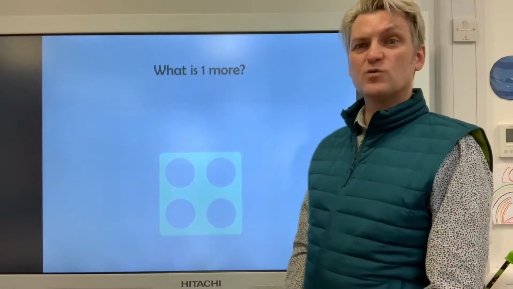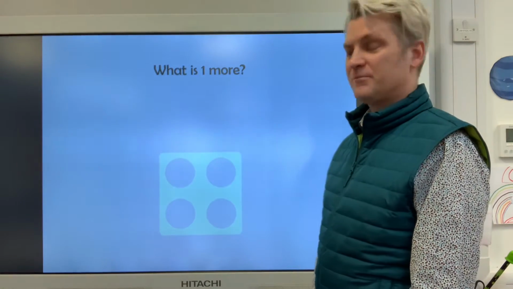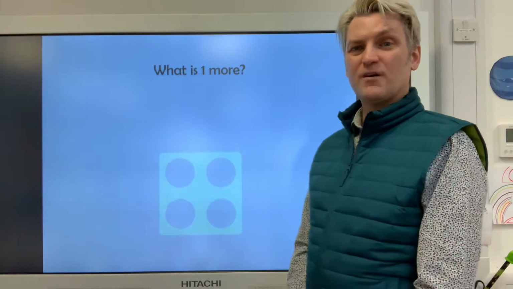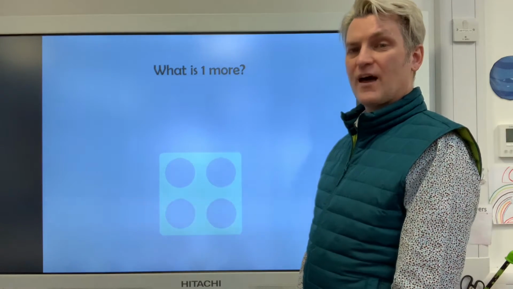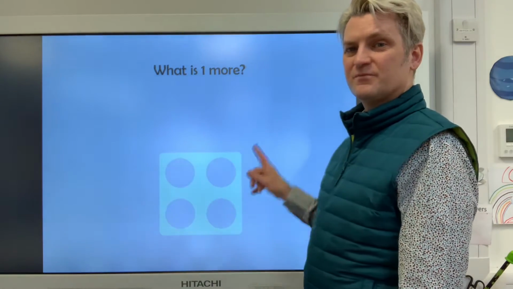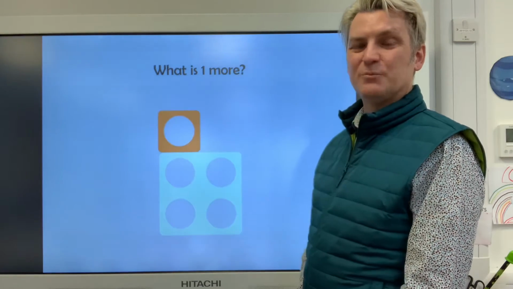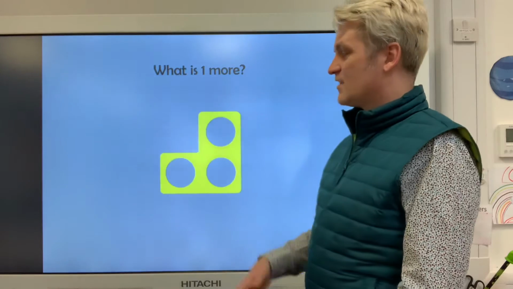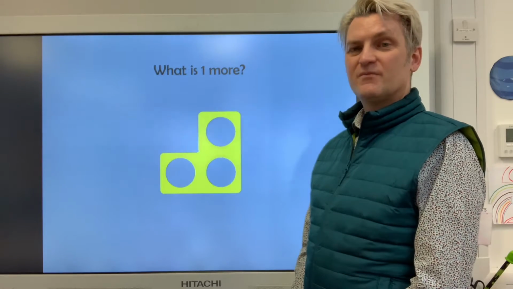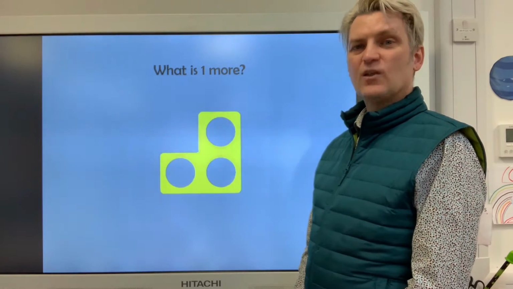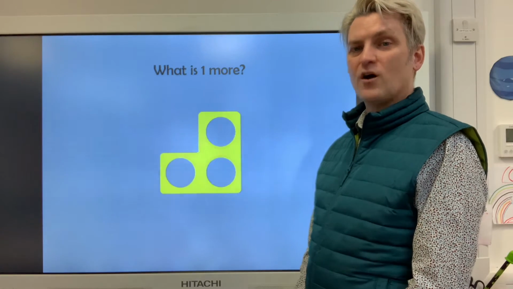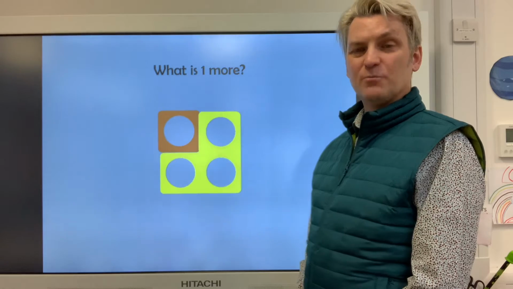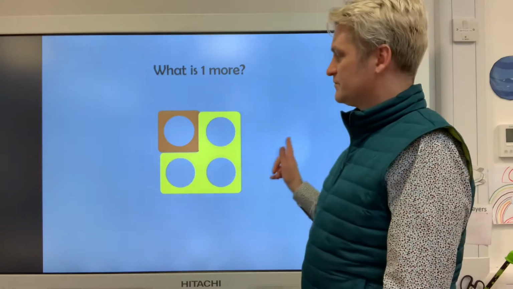Can you tell me what's one more than this shape? This number shape tells me it's the number 4. But if I have one more, what number will I have? That's right, it's the number 5. And here it is to prove it. This is the number 3. And one more than 3 is what? It's the number 4. Well done.